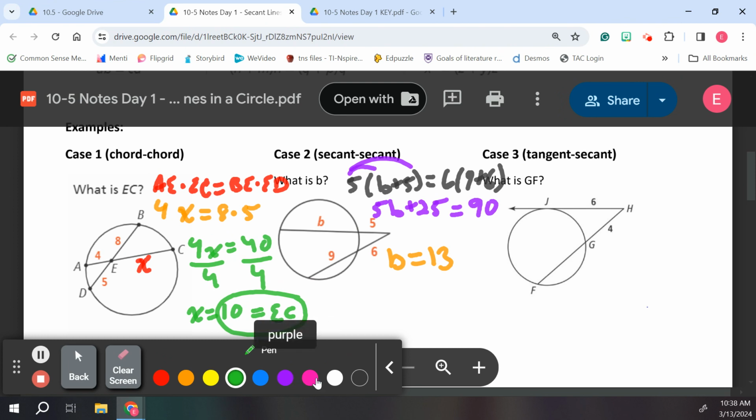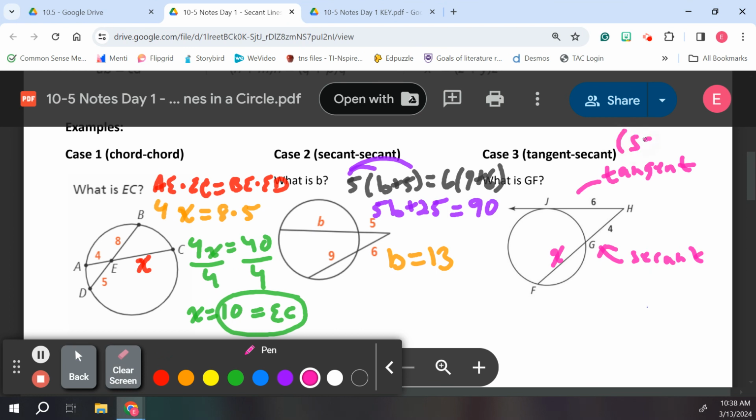Number 3, or case 3. What is GF? All right, so we're looking for this. Again, I'm going to label that with my X. JH is our tangent line, and this line is our secant. It's important to identify which is which so you know which part you're squaring. The tangent is always the one that's squared.